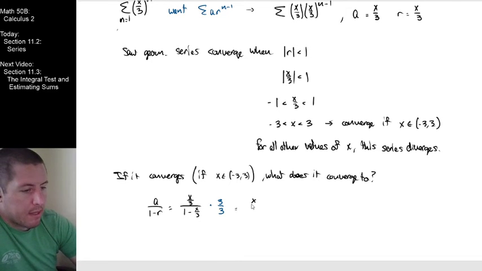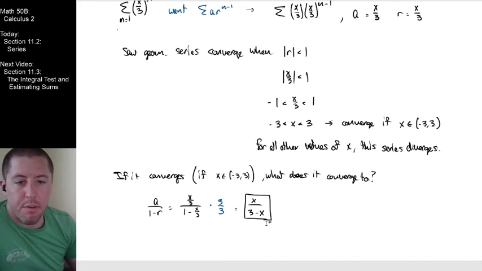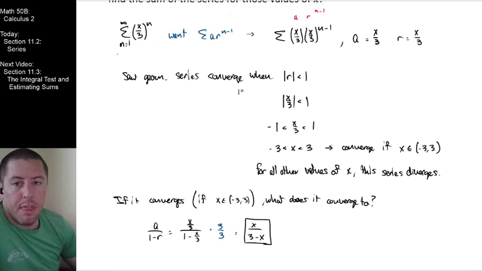And that's going to give me x over 3 minus x. So given that x is between -3 and +3, this series will converge to the value x over 3 minus x. So we can easily say things now like, if x is 2, then this series converges to 2, because that's going to be 2 over 3 minus 2, which is 2 over 1, which is 2.